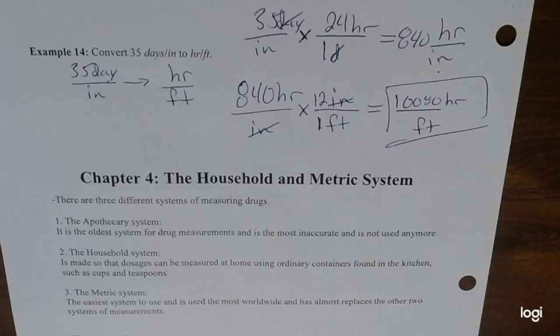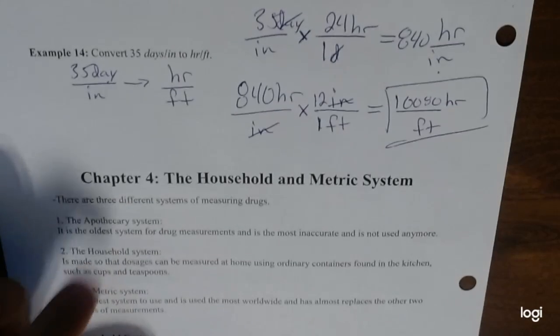So that's how you do a complex multi-step problem, meaning you have a conversion of the top and also the bottom. Okay. All right, that is it for this chapter. Next chapter we'll go over the household and metric system.